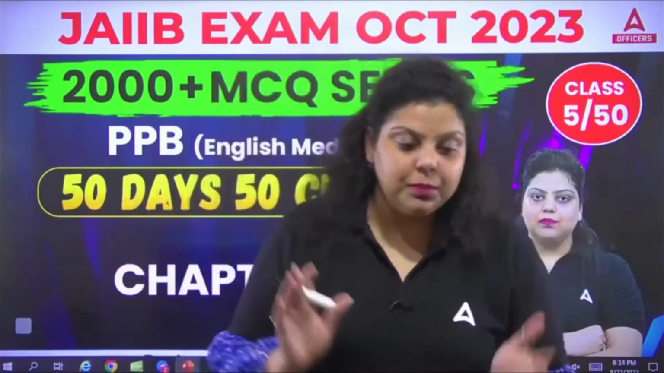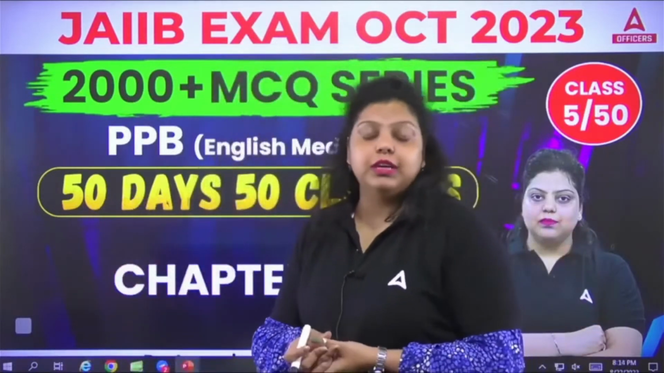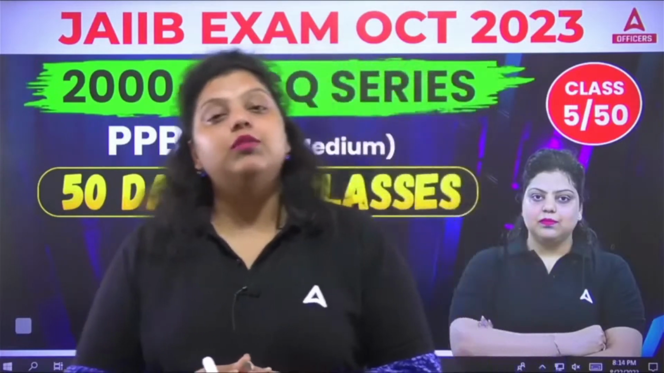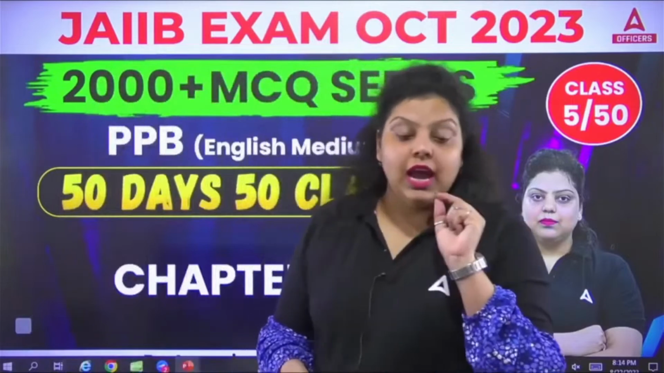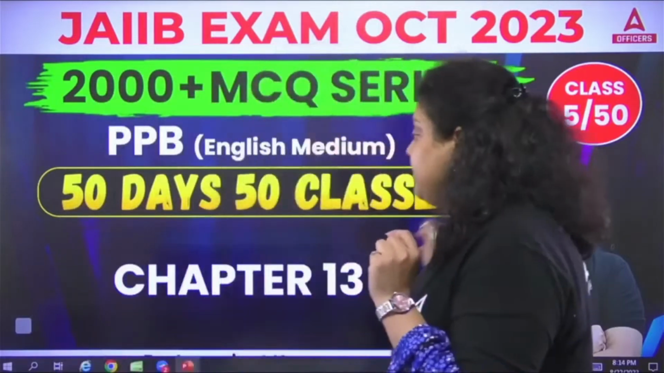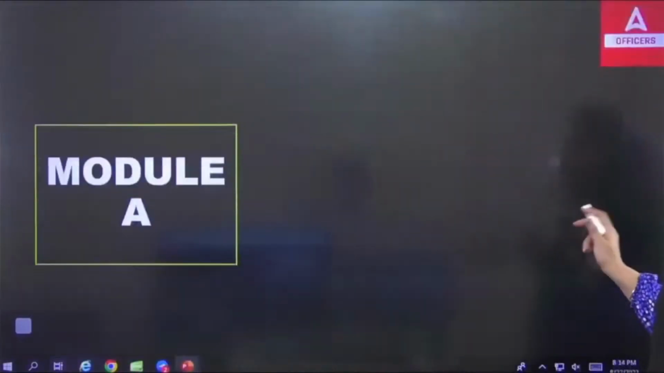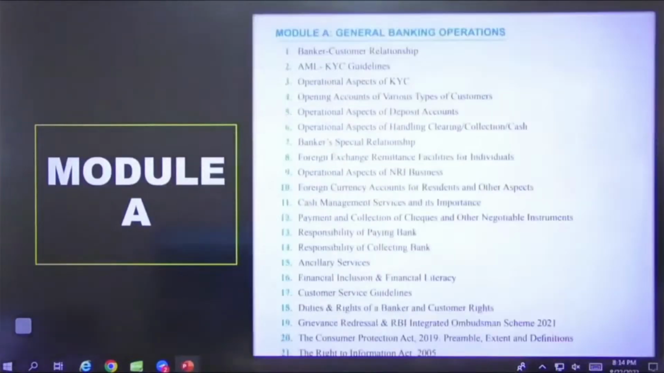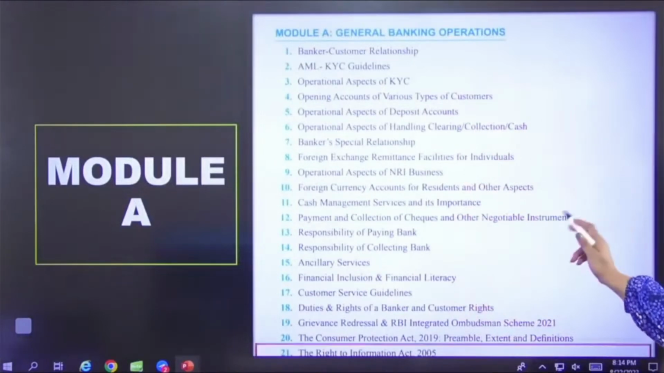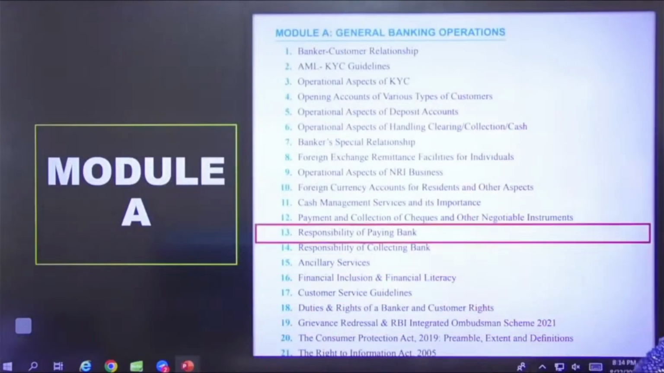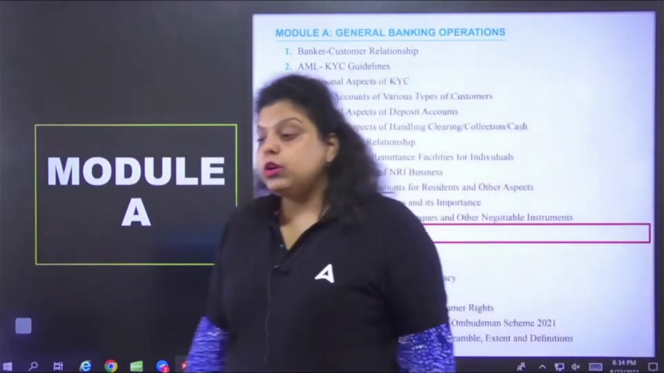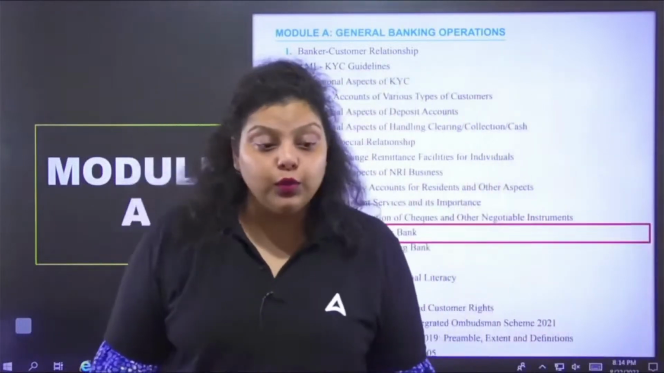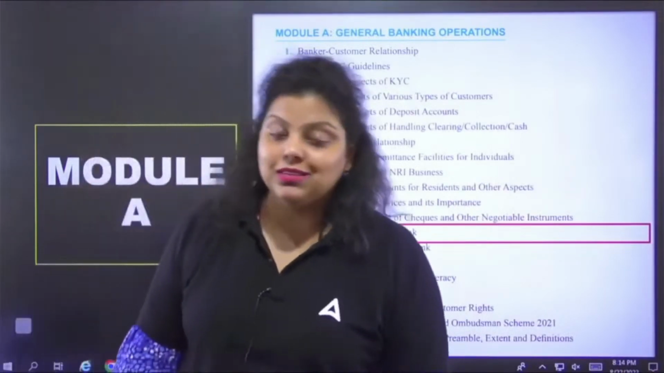Okay. So in the PPB, we have 55 units. Out of the 55 units, we have 4 modules, and the first module has 21 units. If I talk about module A, we have seen that there are 21 units in module A, out of which we have completed 12, and today we are going to talk about the 13th chapter. That's the 13th unit. So do remember, there are 55 units, out of which 21 units are in module A only.